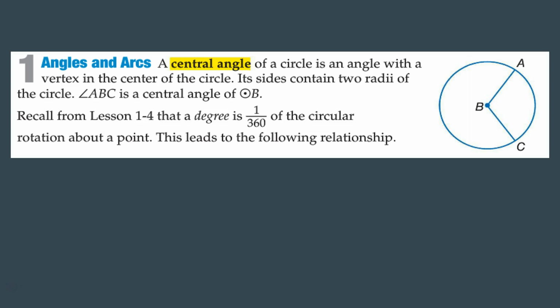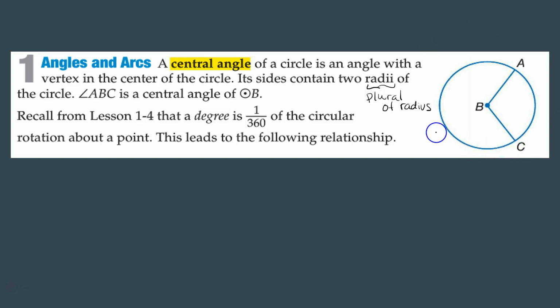So, a central angle of a circle is an angle with a vertex in the center of the circle. Its sides contain two radii. Remember, radii is the plural form of radius. And that's of a circle. So angle ABC is the central angle of circle B.